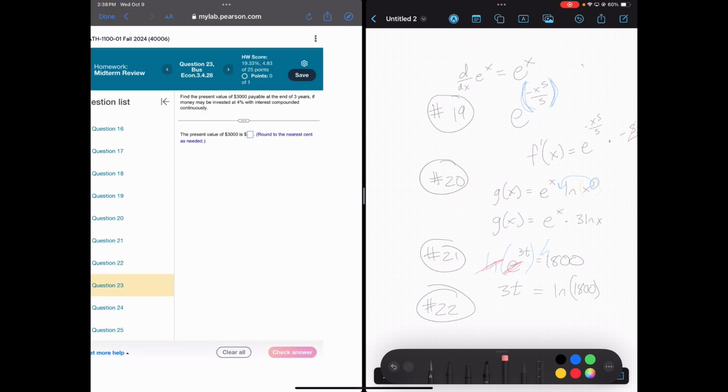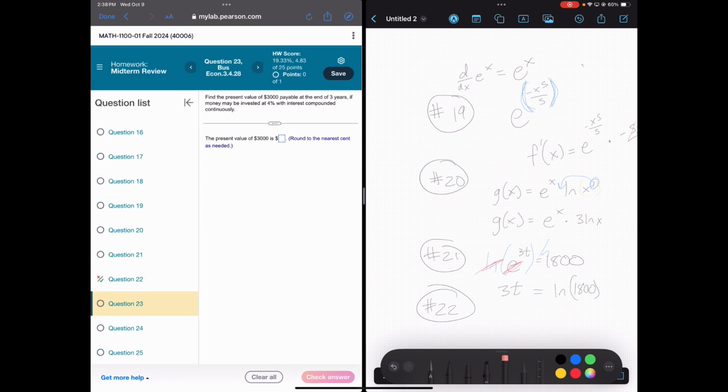Okay. Present value. Find the present value of $3,000 payable at the end of 3 years if money may be invested at 4% with interest compounding continuously. First of all, you'll notice it's usually pretty specific about this, but the fact that interest is being compounded continuously, what does that mean your base is going to be? Base E, like almost everything that we're working with is base E except for like the amortization, right? That's one of the few times where it wasn't base E.